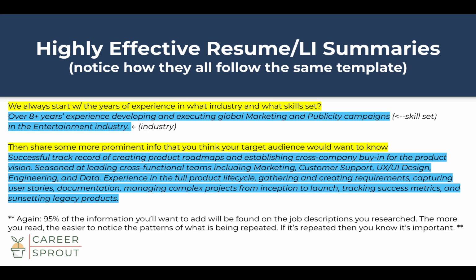So highly effective resume, and ultimately this will also be your LinkedIn summary or about section. They all follow the exact same template. And as we go through this, I'm going to give you 2 to 5 examples for each of these sections. So we always start with the years of experience, the industry, and skill set. So for example, over 8 years, you wouldn't need the plus there, over 8 years experience developing and executing global marketing and publicity campaigns. That is the skill set in the entertainment industry. That is the industry. Then you can share some info that a recruiter or a hiring manager is going to care about.